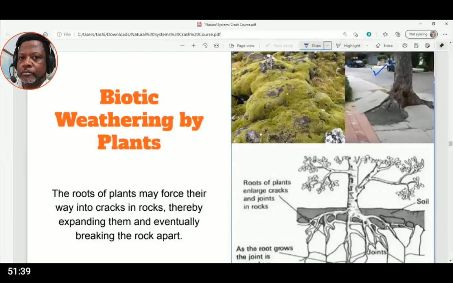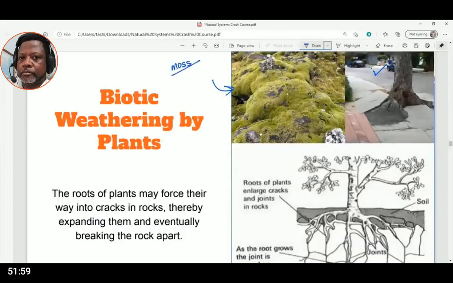So that would have been physical biotic weathering, because it is using the root to simply break away the rock without changing the chemical composition of the rock. So what about this one now? What are these green things called?